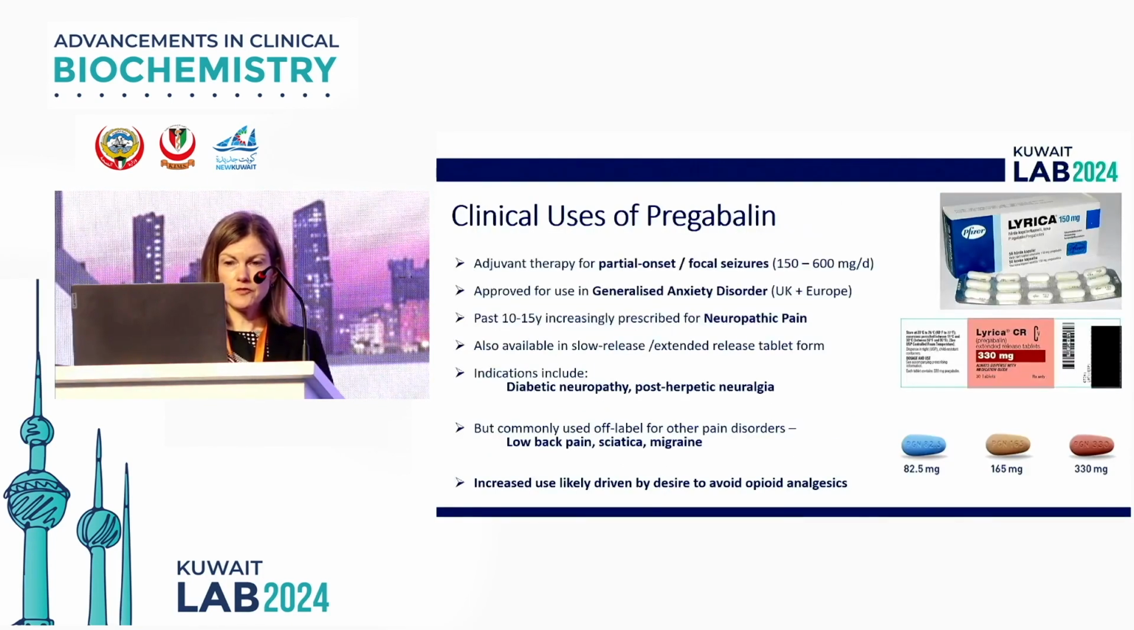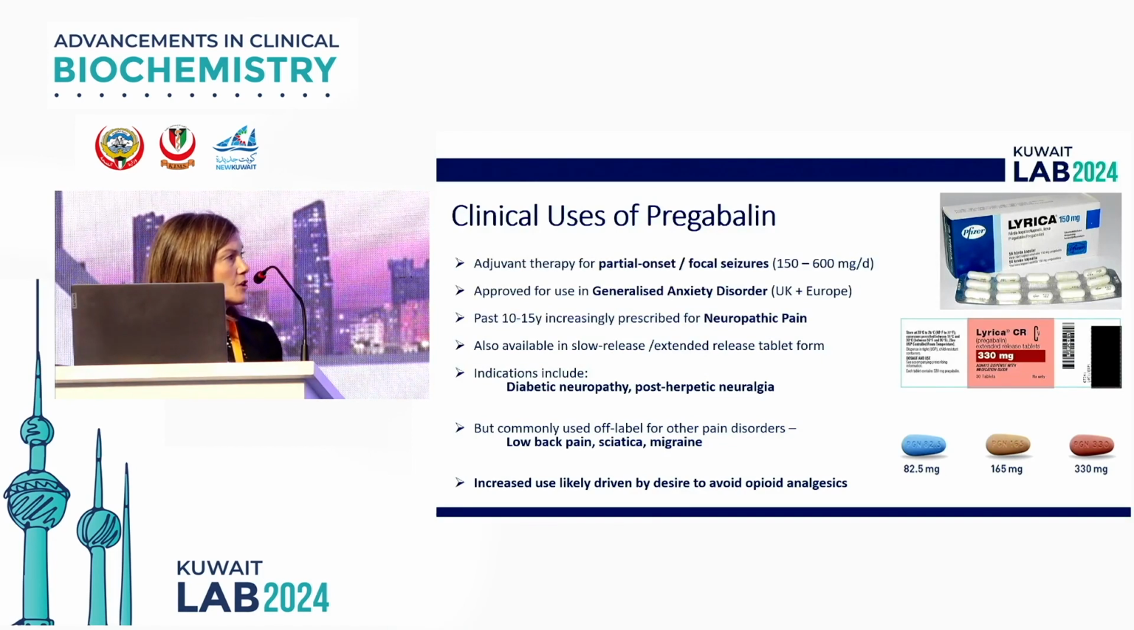So the clinical uses of pregabalin. Yes, it's anti-epileptic and it's licensed for use as adjuvant therapy for partial onset or focal seizures at doses of 150 to 600 milligrams per day. It's also approved in the UK and Europe for the treatment of generalized anxiety disorder at similar and slightly lower doses. For the past 10 to 15 years, it's been increasingly prescribed for neuropathic pain. It's also available in slow release and extended tablet form, and probably the most popular brand name is Lyrica.